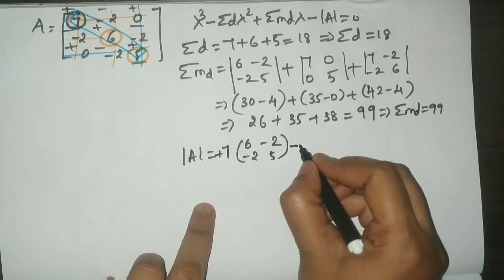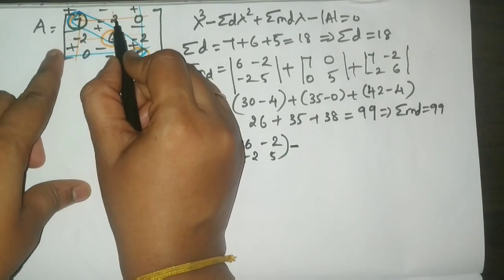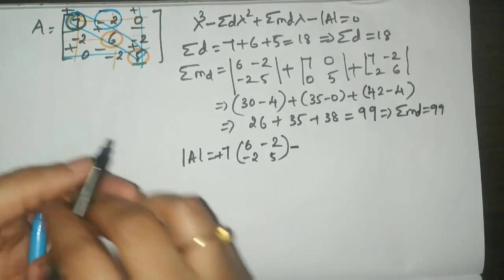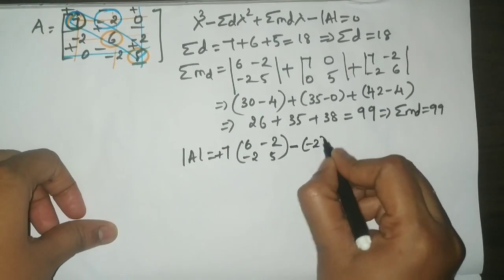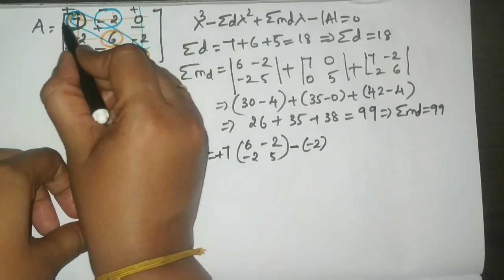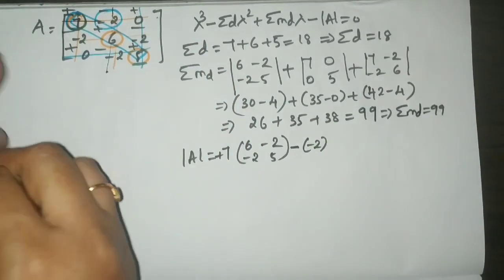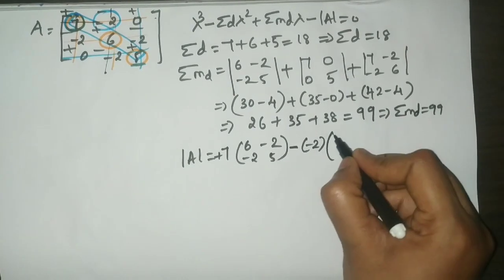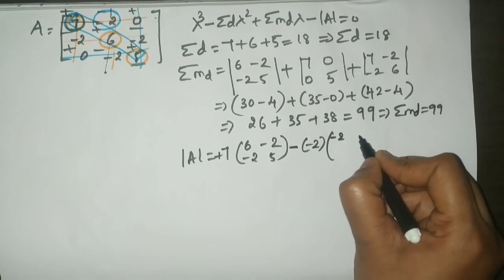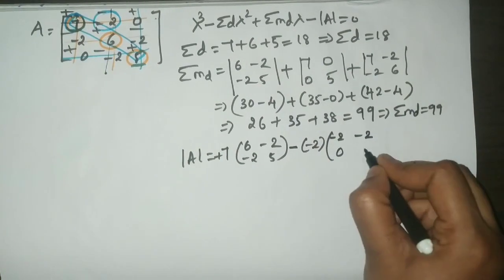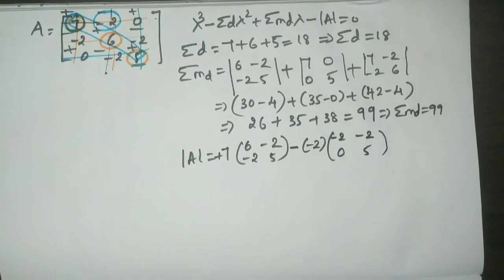Next you have to take a negative sign, and go for the second element of the first row, that is minus 2. For minus 2, take the corresponding row and column. The first row and the second column you have to delete. The other entries will be the minor. So when I delete this, I have minus 2, 0, 5.